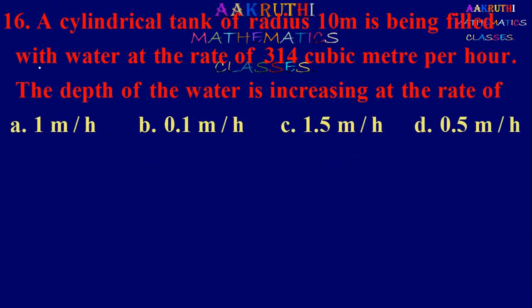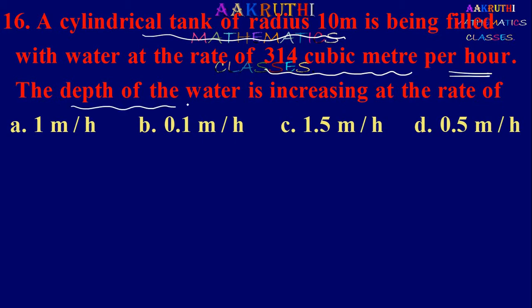So next question, question number 16. A cylindrical tank of radius 10 meter is being filled with water at the rate of 314 cubic meter per hour. The depth of the water is increasing at the rate of. So here the change in volume is 314 cubic meter per hour. We have to find the rate of change of depth, that is, the rate of change of height of the water level. So you have to find dh by dt.